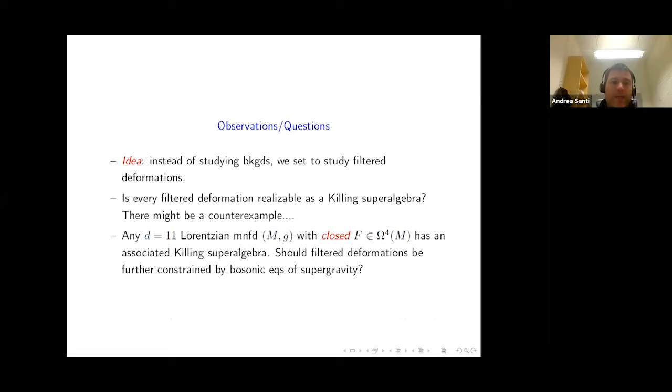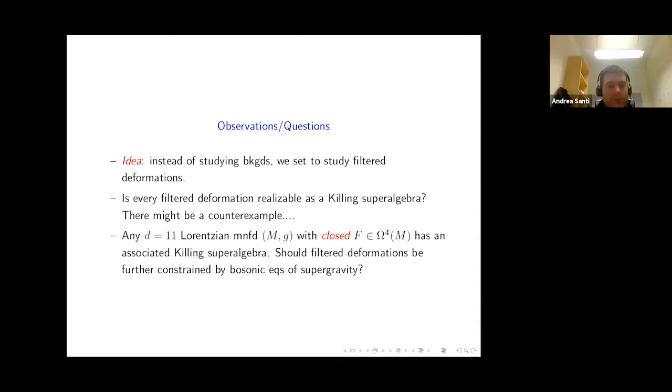So the idea is that instead of studying solutions of supergravity, so supergravity backgrounds, we set out to study filtered deformations. And there are a number of questions that naturally arise. First of all, is every filtered deformation, as we defined, realizable really as a Killing superalgebra of some background? There might be a counterexample with exactly 16 Killing spinors, which so far has resisted all our attempts to settle in one way or another.